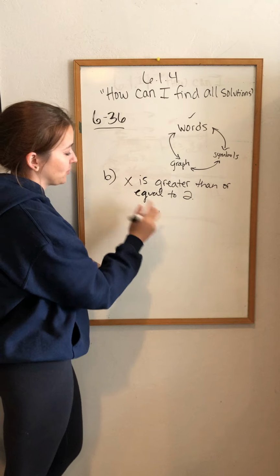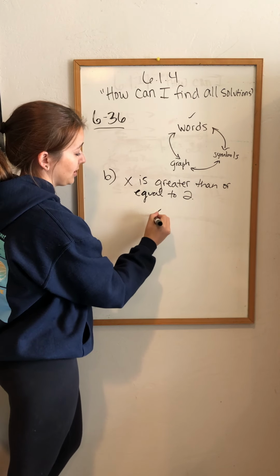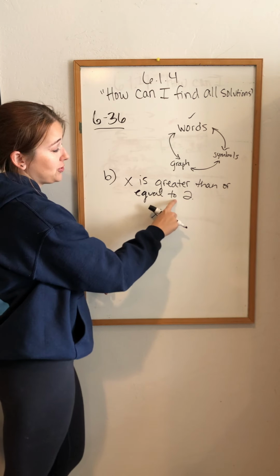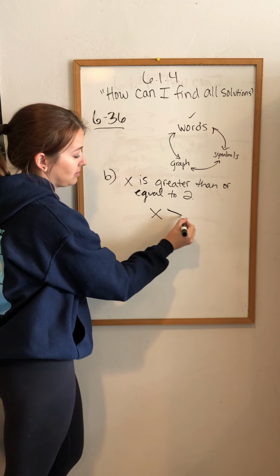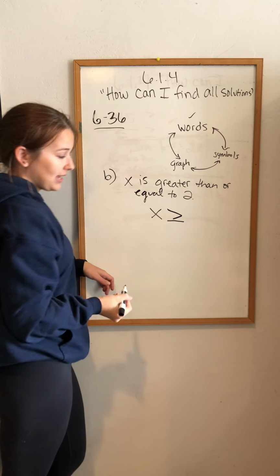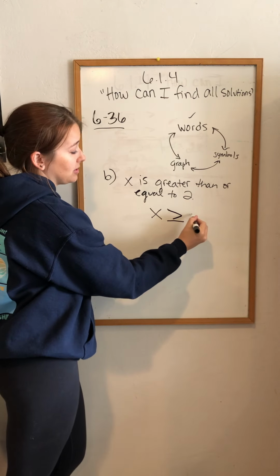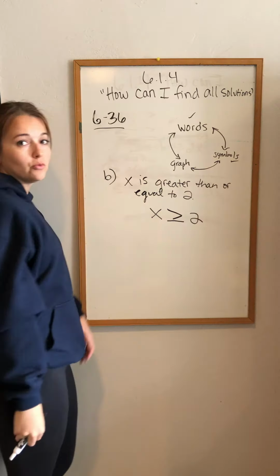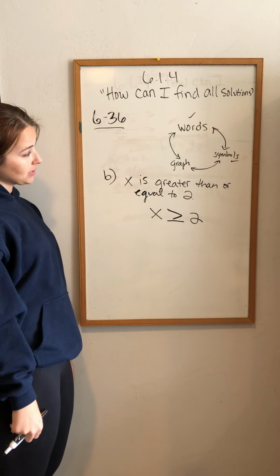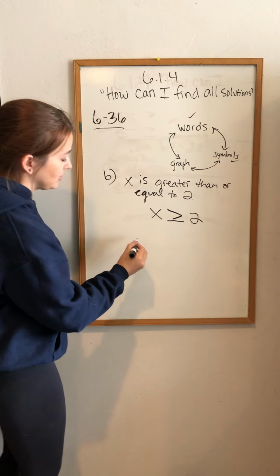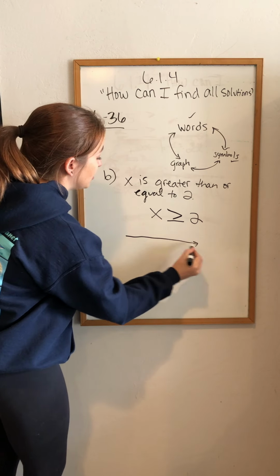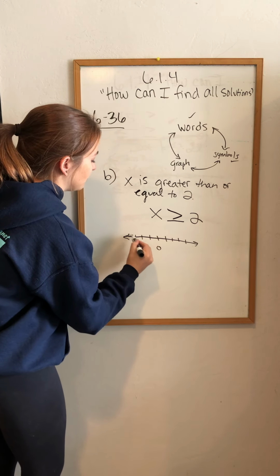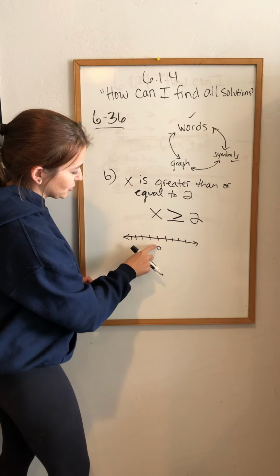So x is what we're going to put on our left side of the inequality. Greater than or equal to looks like this. And then our last part is the number 2. So that is what our symbols would look like. The last thing we have to do is a graph. And this should be pretty simple. Another number line. And that's supposed to be where 0 is.